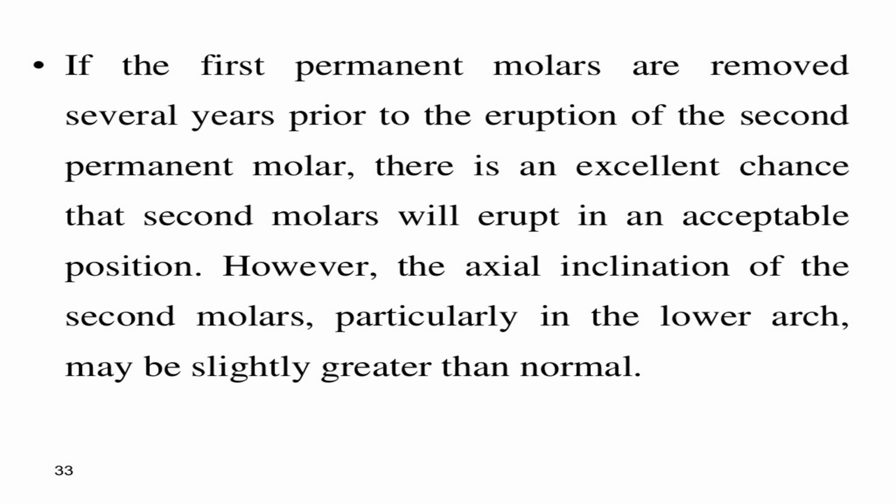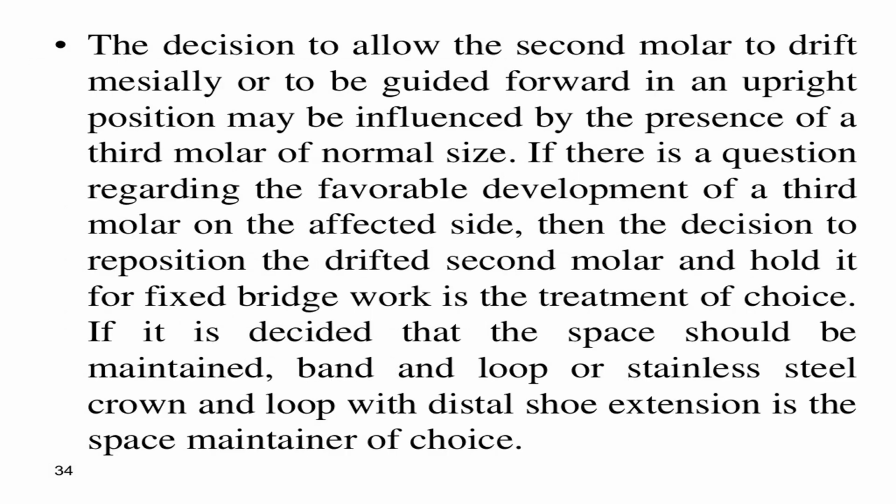However, the axial inclination of the second molars, particularly in the lower arch, may be slightly greater than normal. The decision to allow the second molar to drift mesially or to be guided forward in an upright position may be influenced by the presence of a third molar of normal size. If there is a question regarding the favorable development of a third molar on the affected side, then the decision to reposition the drifted second molar and hold it for fixed bridge work is the treatment of choice. If it is decided that the space should be maintained, band and loop or stainless steel crown and loop with distal shoe extension is the space maintainer of choice.